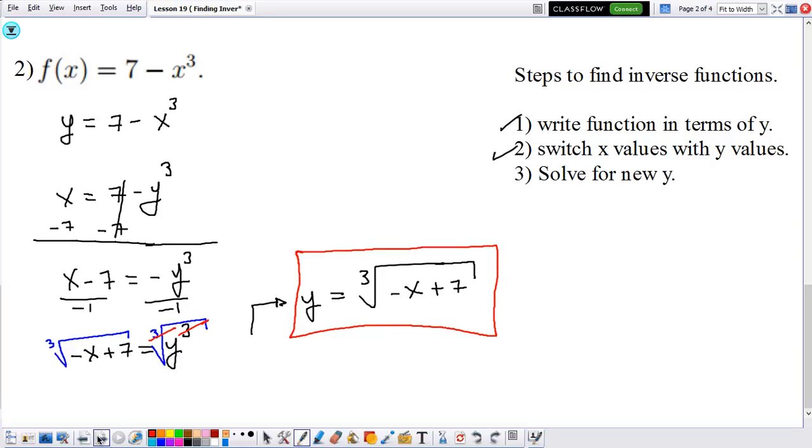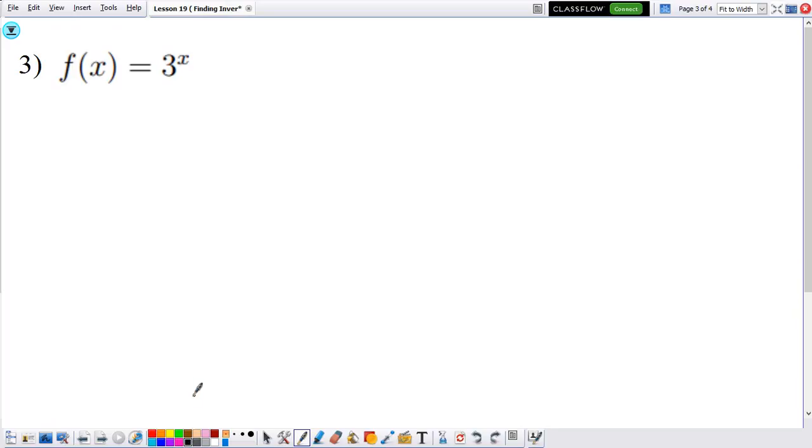Now, let's look at our final example here. Again, we're not going to write the steps here because they're pretty straightforward. The first thing that you should do is just write your equation in terms of y. That f of x can be written as y. So we're done here. All right, second step, switch the x and the y. So now we have that x is equal to 3 to the y. Good. So now we want to solve for that y.